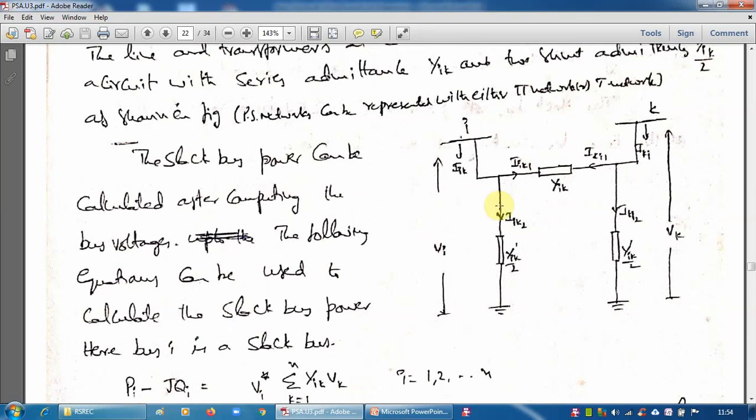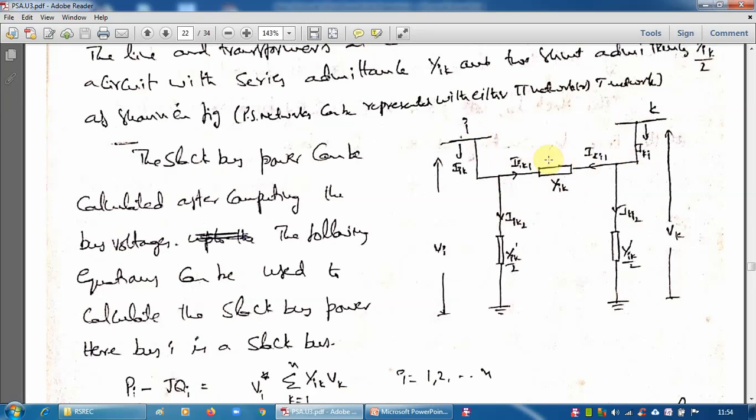This expression or this derivation is for computation of line flows. We need to calculate all line flows, both active and reactive power flow in all the lines of the given system. That is the main aim of the load flow studies. How can we calculate these power flows in all the lines? For that purpose, take one line IK, any line IK.